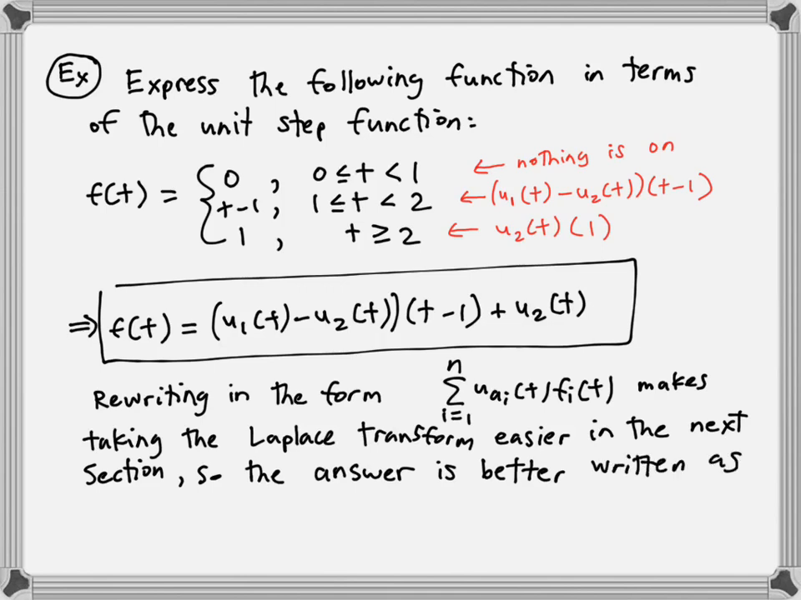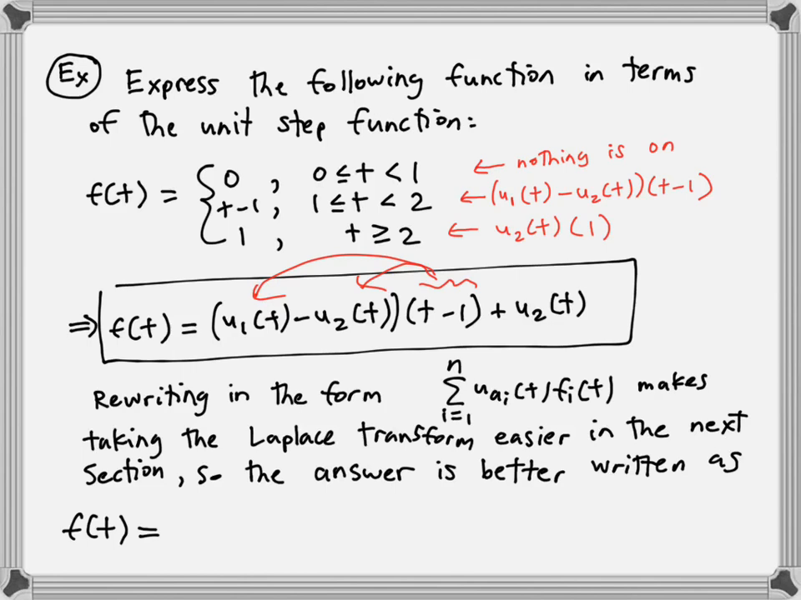So the answer is better written as, so here's how you can write it instead. What you can do is just algebraically distribute, right? We can distribute everything here and combine like terms, okay? So, take this guy and distribute it with this guy, and then combine like terms.